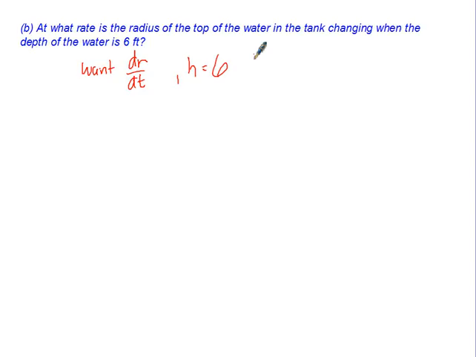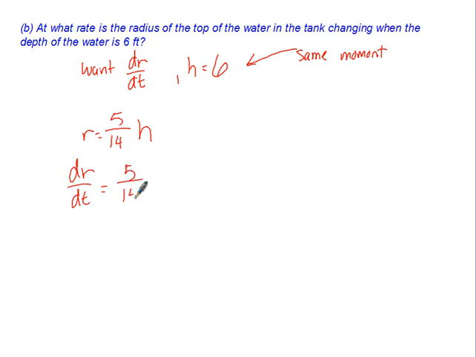You have to understand that this is the same moment as the first one. It's the same moment because remember, these are only moments. That height is only going to be 6 for a little bit because it's leaking. We already know that r is 5/14 h because we figured that out in the first part, so I can use this formula. Take the derivative. dr/dt equals 5/14 dh/dt. Do I know dh/dt? No, so then we couldn't do this one first.